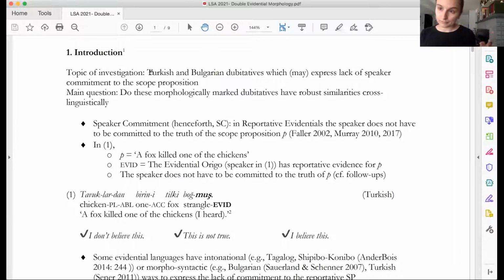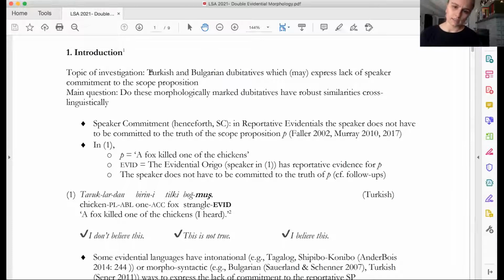Just a short note on terminology. These constructions are called dubitatives in Bulgarian, and I'll argue that these are some sort of evaluatives in Turkish. But these essentially refer to double evidentials. Two illustrative examples are given in 2 and 3. The Turkish example in 2, tavuklardan birini tilki boğmuşmuş, expresses that the speaker does not trust the source of evidence, and the sentence cannot be followed up with something like, I believe this, at least in this context, but later I show that in fact this sentence is compatible with speaker commitment.